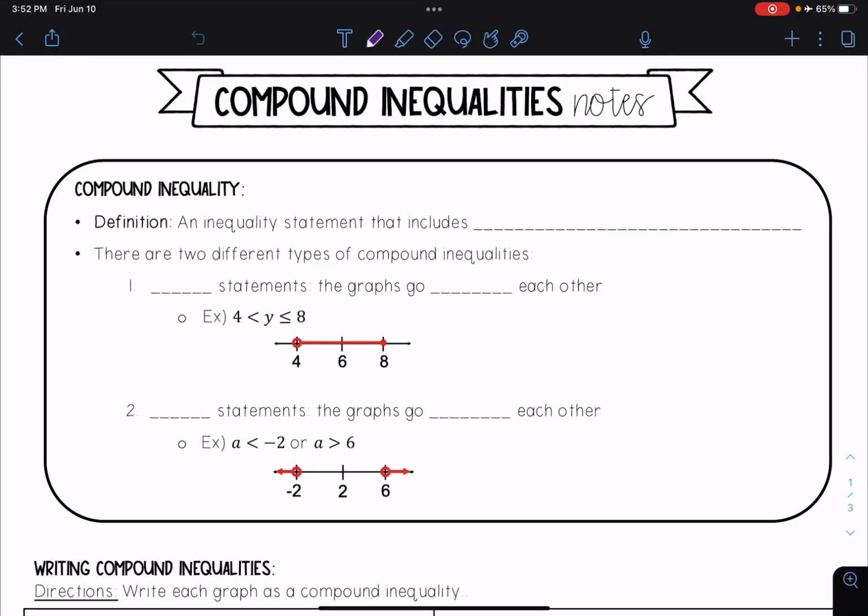Hello everyone. Today we're going to be talking about compound inequalities. So first, for a definition, a compound inequality is an inequality that includes more than one inequality.